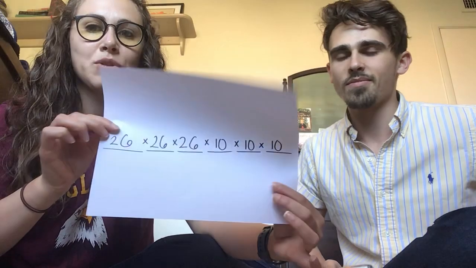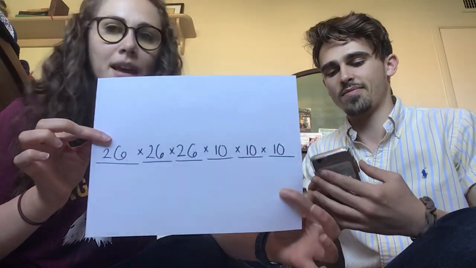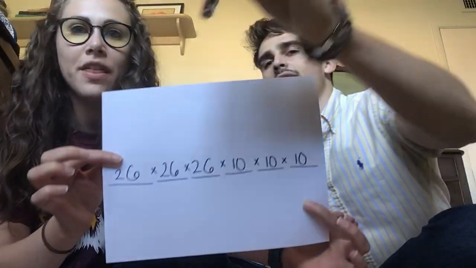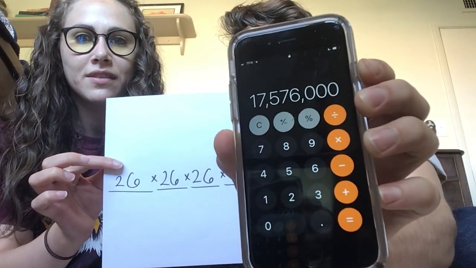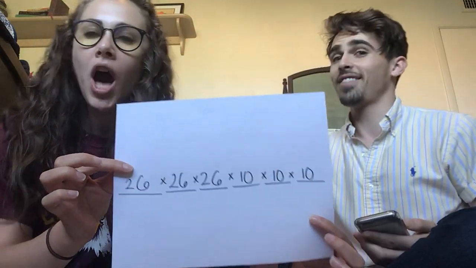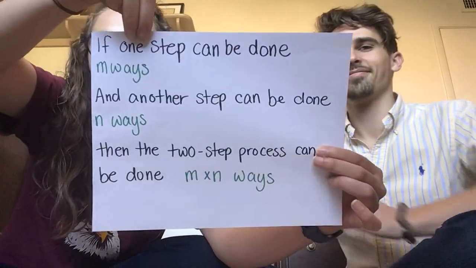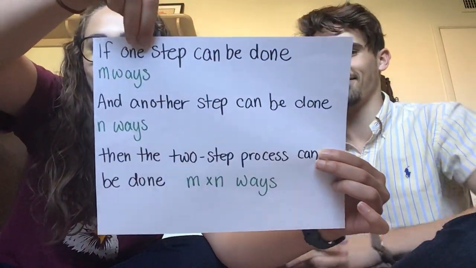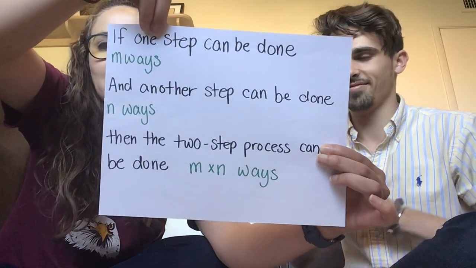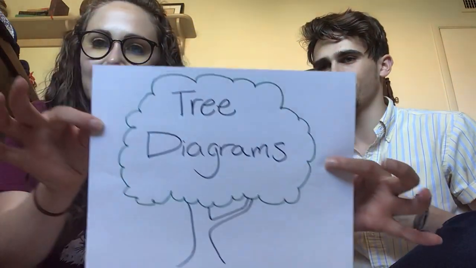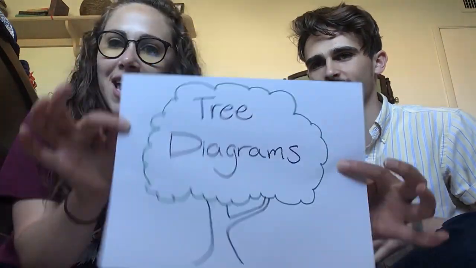All right, Nathaniel, if we do 26 times 26 times 26 times 10 times 10 times 10, how many options for the license plate are there? 17,576,000. All right, a lot of plates. Hopefully you learned a lot about the fundamental principle of counting today, which says that if one step can be performed M ways and another step can be performed N ways, then the 2-step process can be performed M times N ways. Make sure you know how to make tree diagrams to illustrate choices, and have fun with your homework.